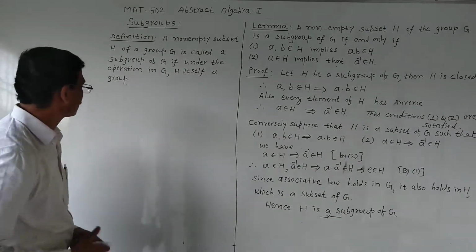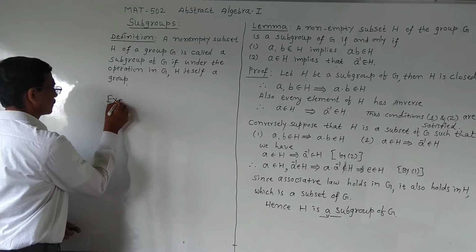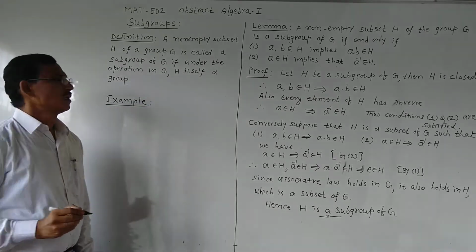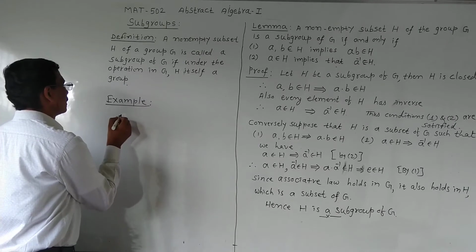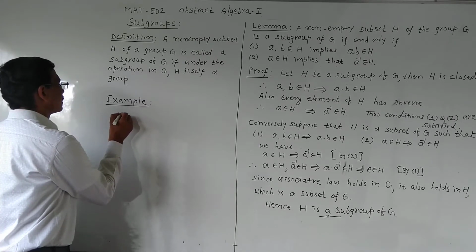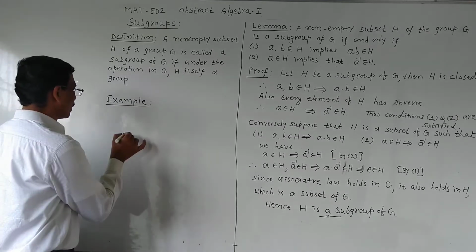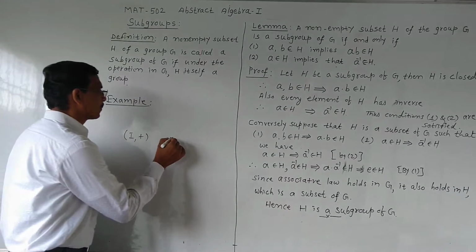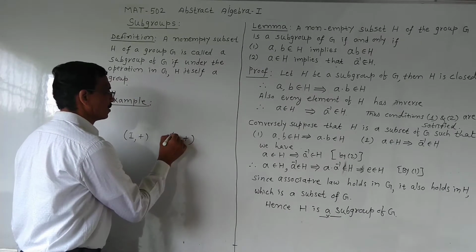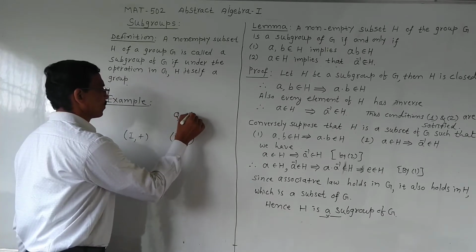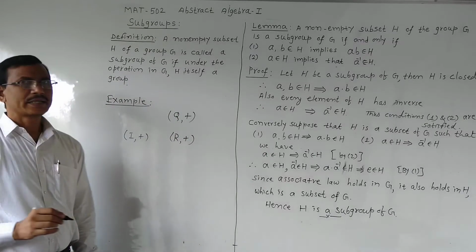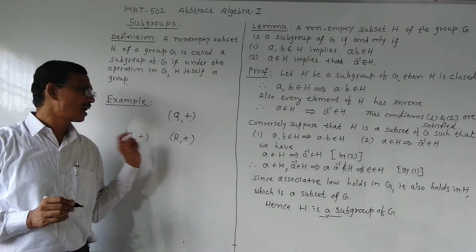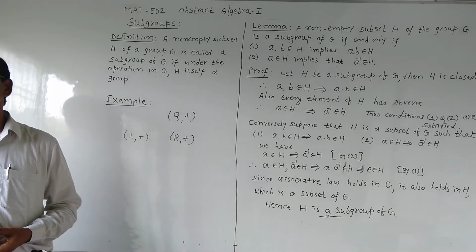For example, if you consider, already we know that (I, +) is a group and (R, +) is also a group. (R, +) is a group. (Q, +) is a group. I is the set of integers. Q is the set of rational numbers. R is the set of real numbers.